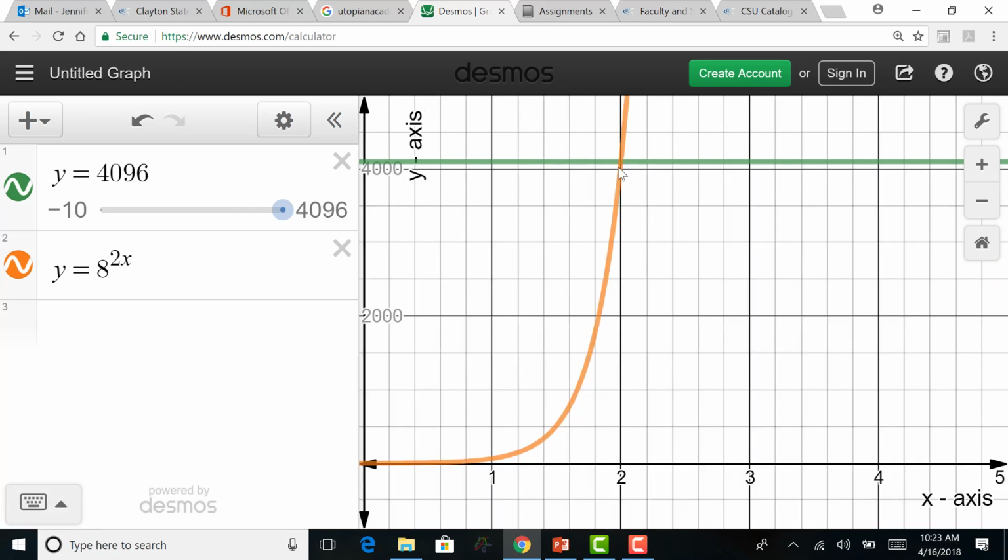So now, where these two meet, is that the answer that we got? Yep, look, we said x is equal to 2. So that is the answer that we ended up getting.